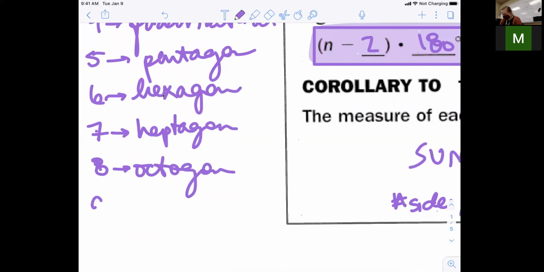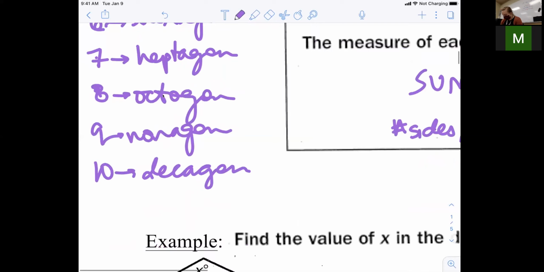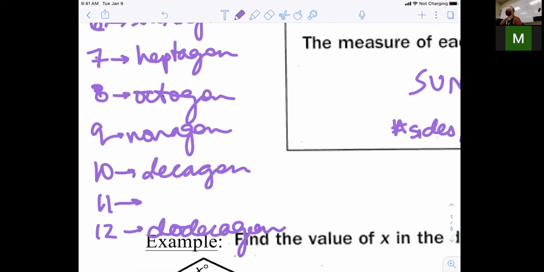What about 8? Octagon. What about 9? Nonagon. What about 10? Decagon. What about 11? This one I always forget about. Does anyone remember 12? Dodecagon. Dodecagon. Very good, Ben. The 11 is a hendecagon, so I think, Jane, you were kind of close. I thought you said a hengon, and I was like, oh, you're kind of close.